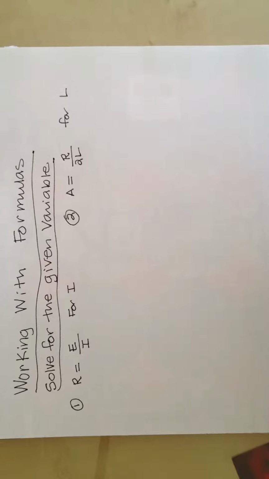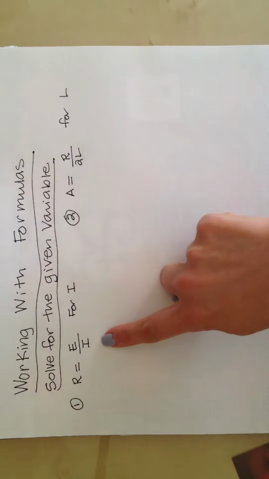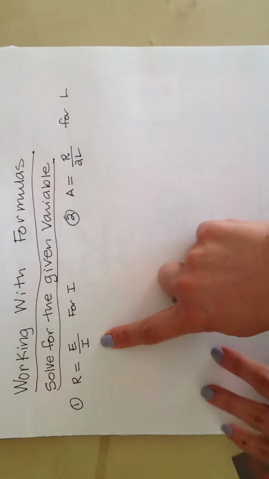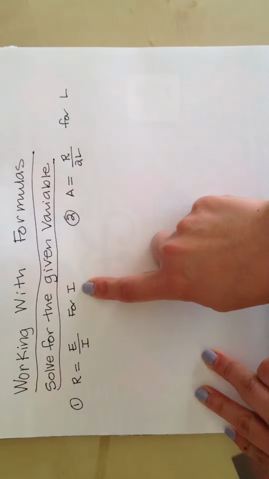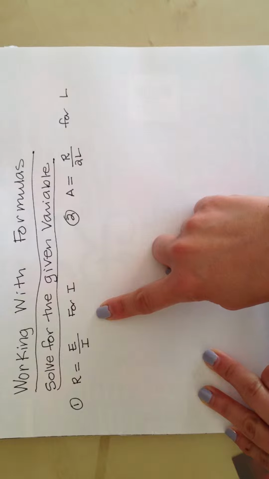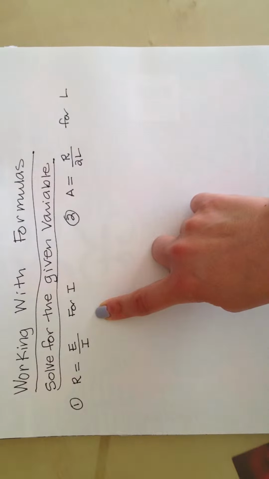Working with formulas, solve for the given variable. So we have here equations that contain more than one variable, and for the first example, we want to solve for I. I chose these two examples because they both contain fractions, and so sometimes these problems might be a little bit more tricky, or they might look tricky, but they're actually pretty straightforward.